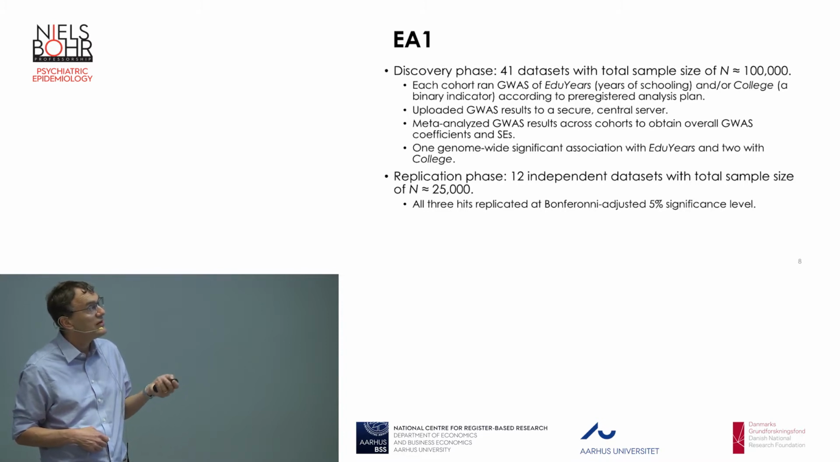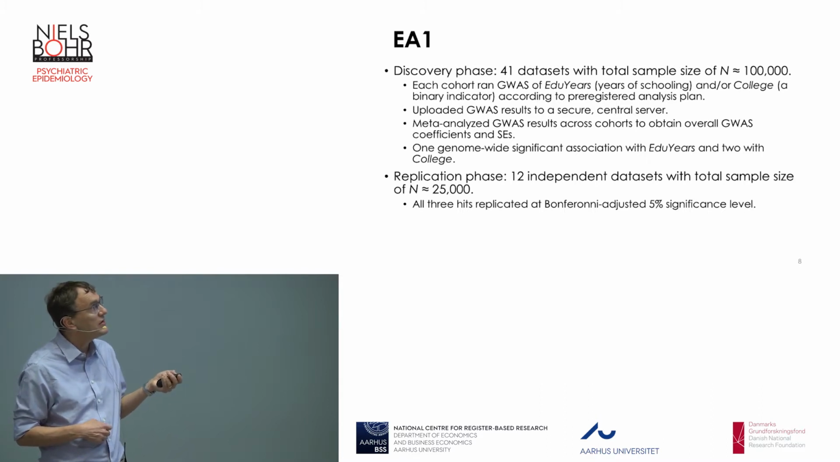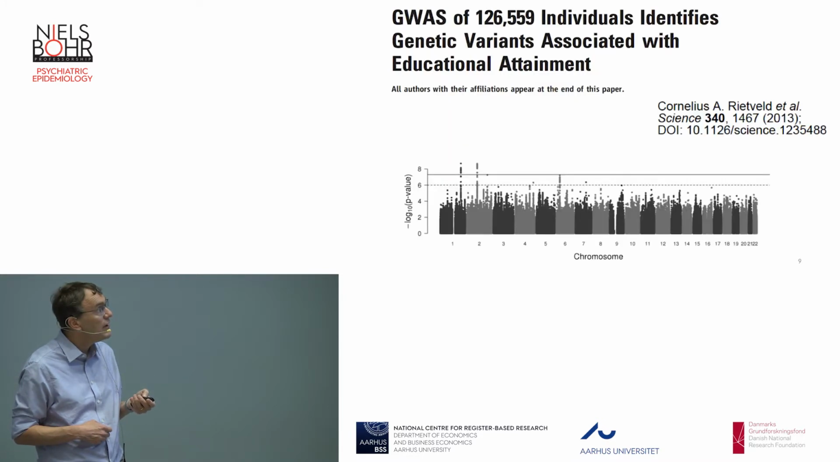And actually, genetically, these traits are very highly correlated. So that's 3 hits, which is not very much for a 100,000 discovery sample size. And in the replication, we had 25,000 and all 3 hits replicated. And this is the Manhattan plot, as it's called. So here are all the SNPs, and here's the strength of evidence for association.